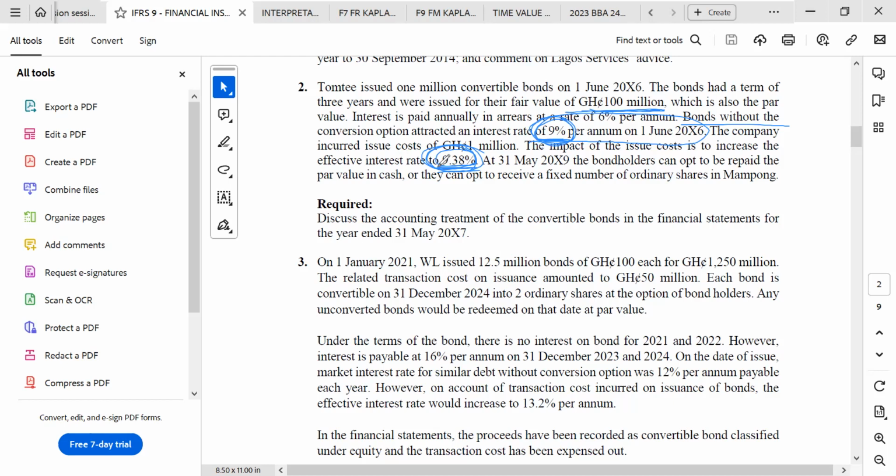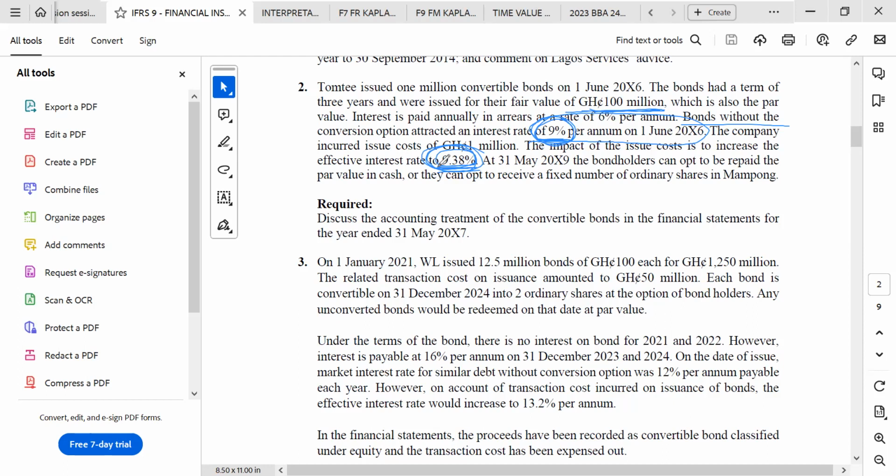So if we were using 9.38, we would have taken the issuing cost from the 100 million before we discount. But that one we don't do. The issuing cost will be shared among them in the proportion of their values. So that is why we take the issuing cost into consideration. But the date of separation, issuing cost will not be taken into consideration. So you just use the interest rate without the conversion option or rights.